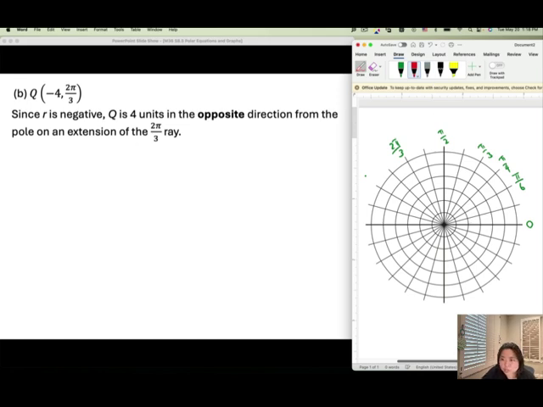And then 2 pi over 3 is starting from the positive x-axis here, going to here. This is 2 pi over 3. However, we have a -4. -4 means we're going to go in the opposite direction. So starting from here: 1 unit, 2 unit, 3 unit, 4 unit. So here. This is going to be point Q, -4, 2 pi over 3. It's supposed to be this line, and then the opposite direction, so it's going from here.